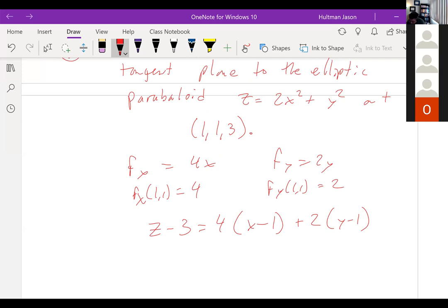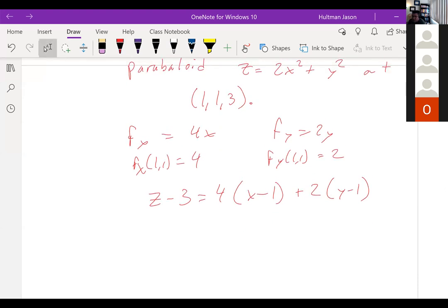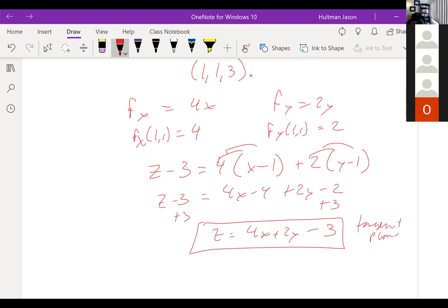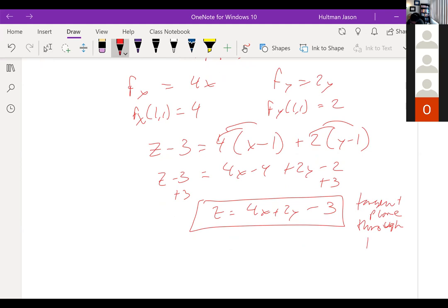Okay, and if I wanted to clean that up, I could solve for z, just like we would put it in slope-intercept form. We could put this in a plane with z equals just x and y. We could clean it up. z minus 3 is equal to 4x minus 4 plus 2y minus 2. So if I add 3, we get 1, negative 3. So this is going to be z equals 4x plus 2y minus 3, right? And that's my tangent plane through 1, 1, 3.